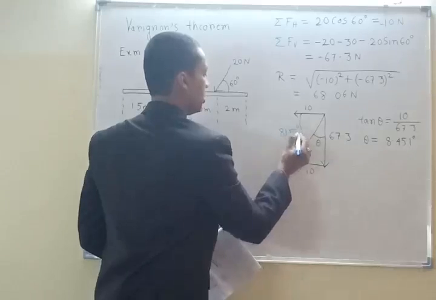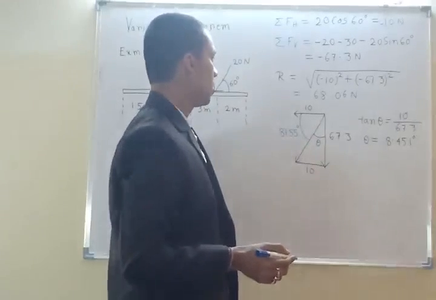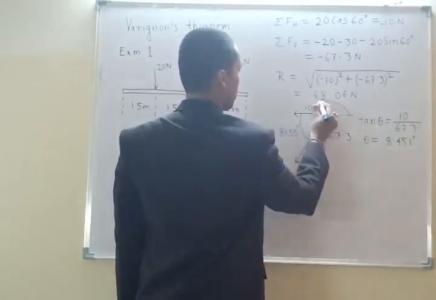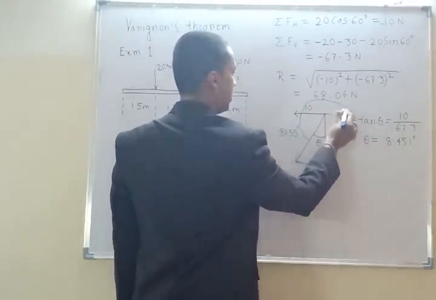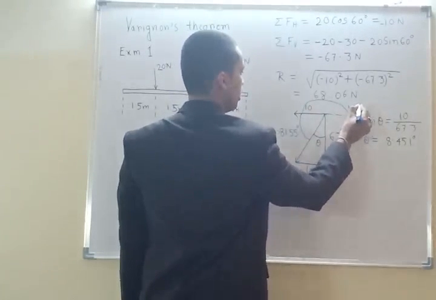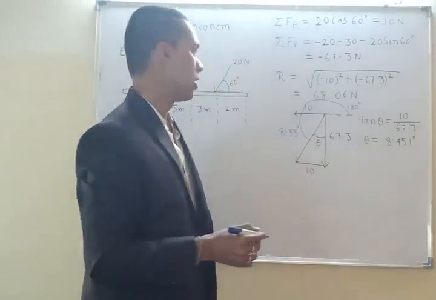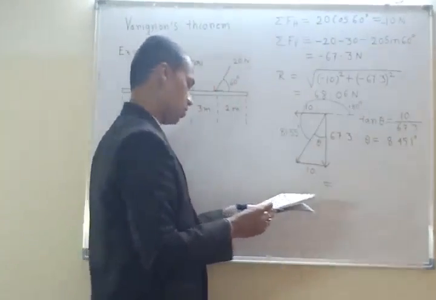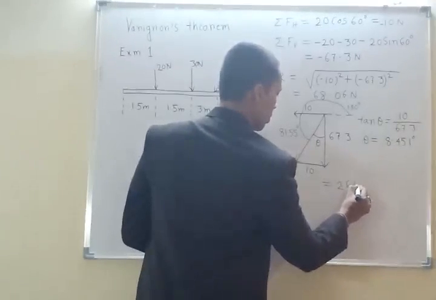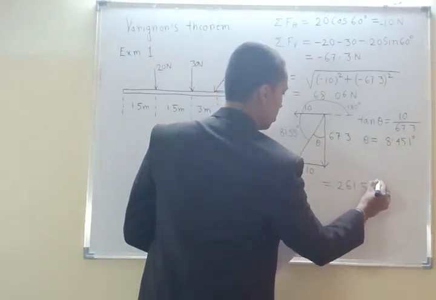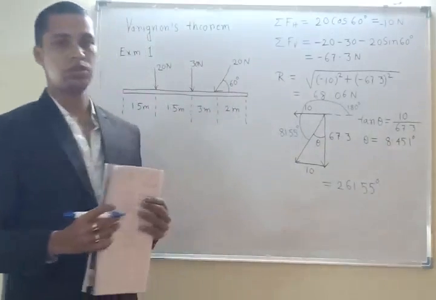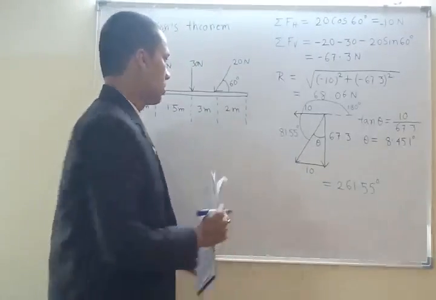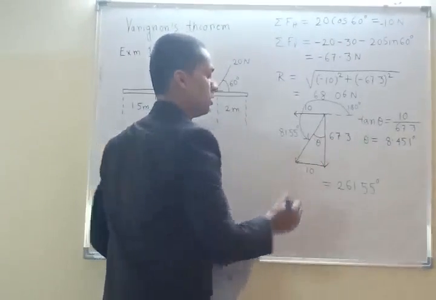then it is going to be 81.55 degree. Okay, then what is the total angle? The total angle is like this, 180 degree plus 81.55. So the total angle is going to be 261.55 degree. Okay, so this is the angle with the positive x direction. First one. So the resultant is acting like this.